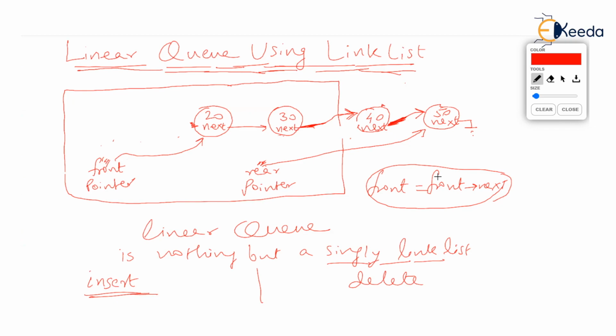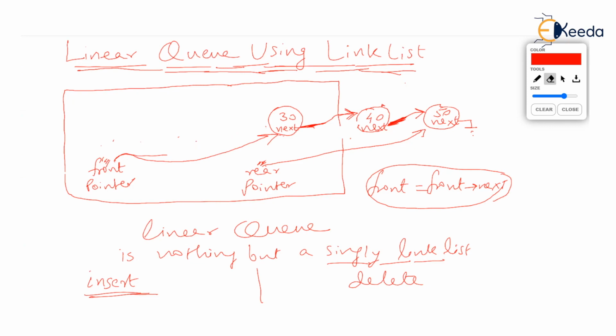Okay. Let's summarize the delete function again. Suppose you call delete again on this queue 20, 30, 40, 50. Then 20 should be deleted, isn't it? So what will you do? You will ask front not to point to 20, but front should point wherever front arrow next points. That's it. So front will point to 30, isn't it? And 20 will be released. This node 20 will be returned to operating system by calling free.